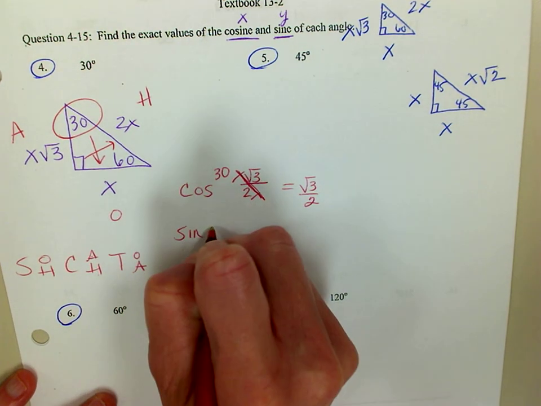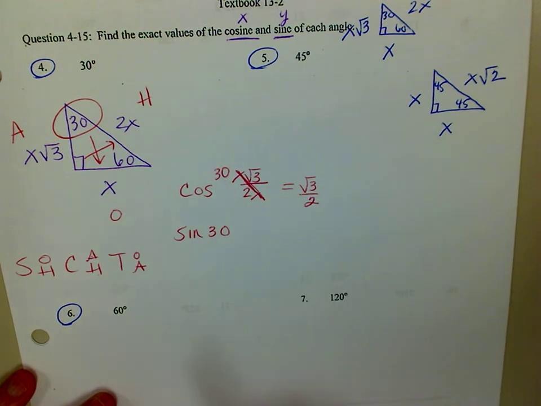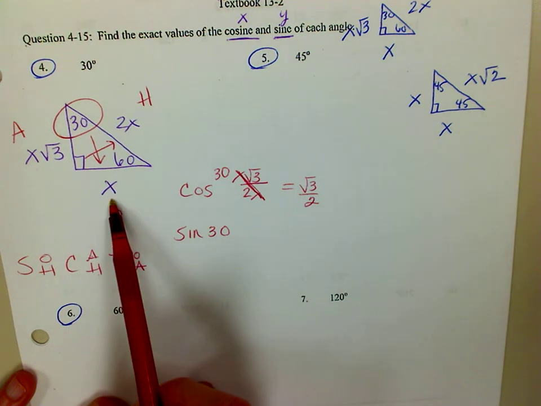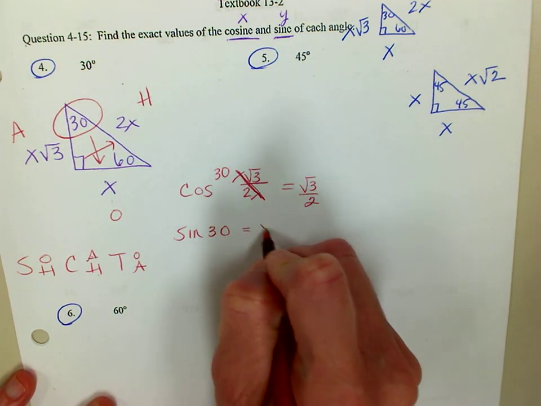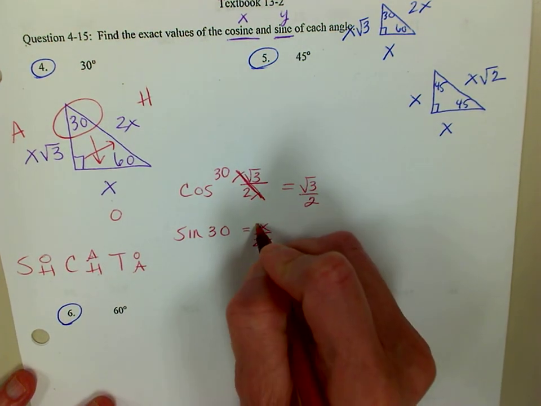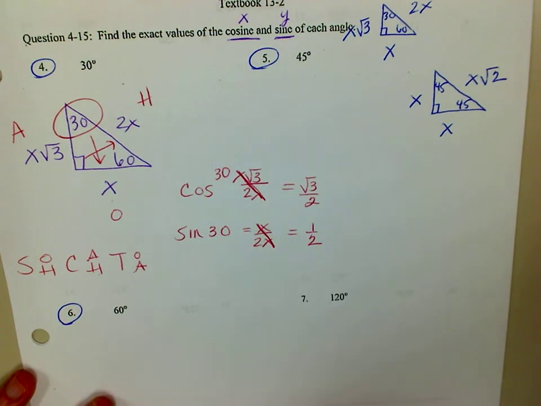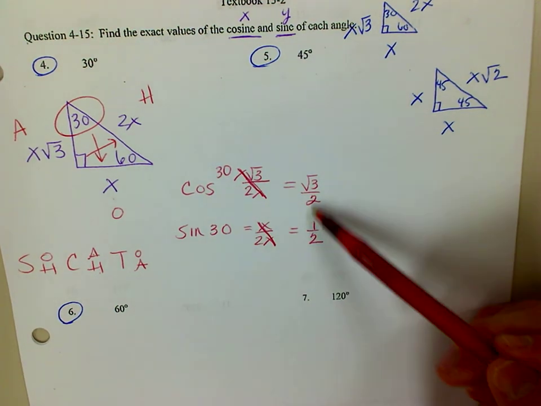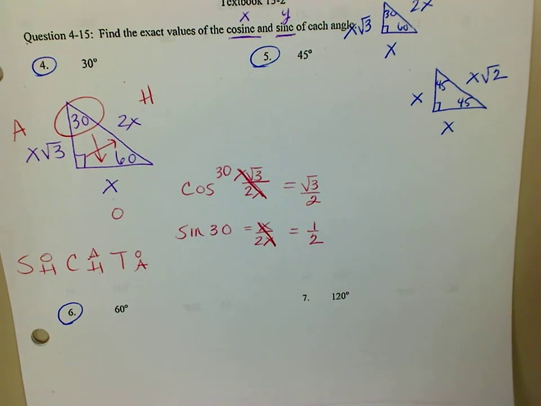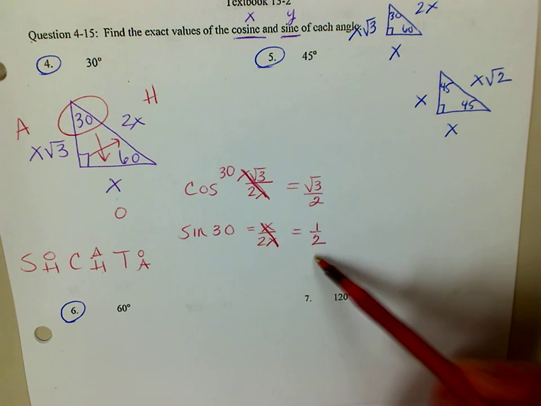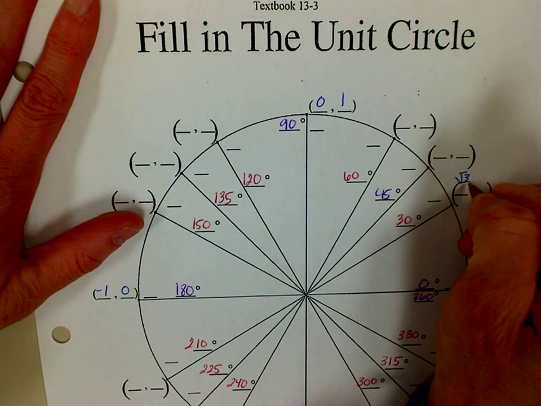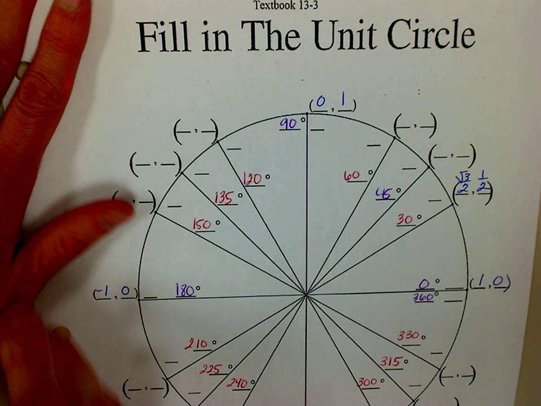Now I'm going to do the sine of 30. The sine is the opposite over the hypotenuse. So the opposite is x, the hypotenuse is 2x. The x's cancel, and I am left with 1/2. Okay, so this is my ordered pair for 30 degrees. So I'm going to go back to that unit circle. This is the x value, this is the y value. So right here, I'm going to put the square root of 3 over 2, and then comma 1/2.